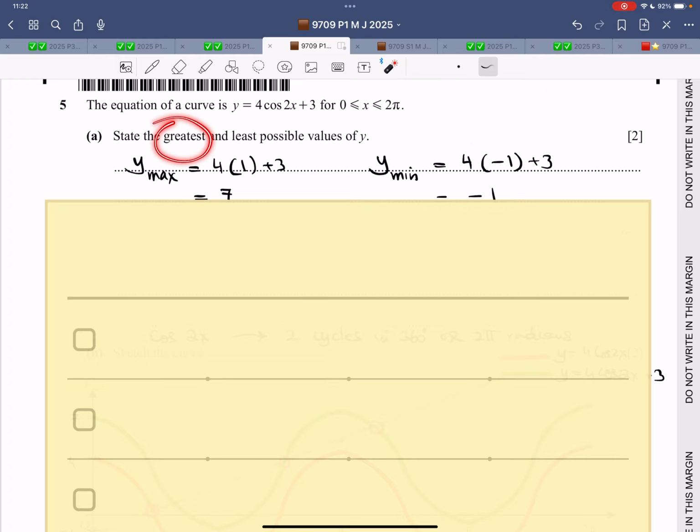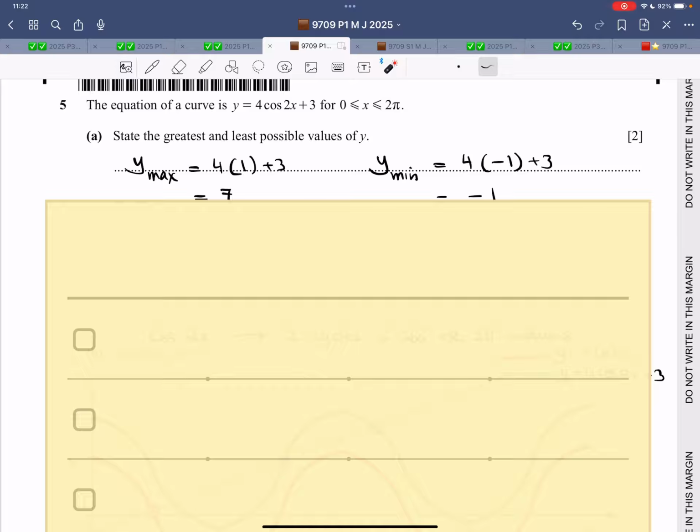But first of all, they're asking for the greatest and least possible value. So now we know that the least possible value of cos 2x is -1, the greatest possible value is +1. Just plug in place of cos 2x. So 4 into 1 plus 3 is 7, 4 into -1 plus 3 is -1.